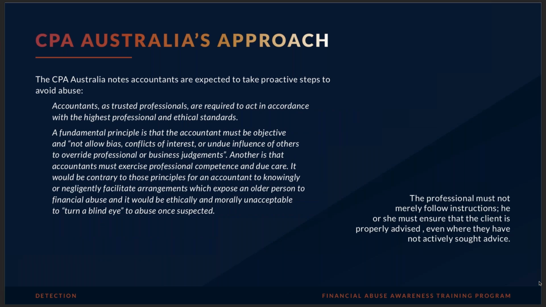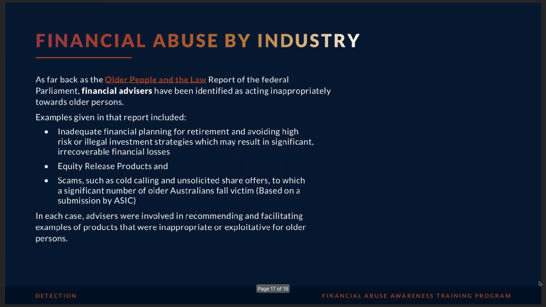The CPA notes accountants are expected to take proactive steps to avoid abuse. You cannot merely follow instructions. You must ensure that clients are properly advised. As far back as the Older People and the Law report of the Federal Parliament, financial advisors have been identified as acting inappropriately towards older persons.